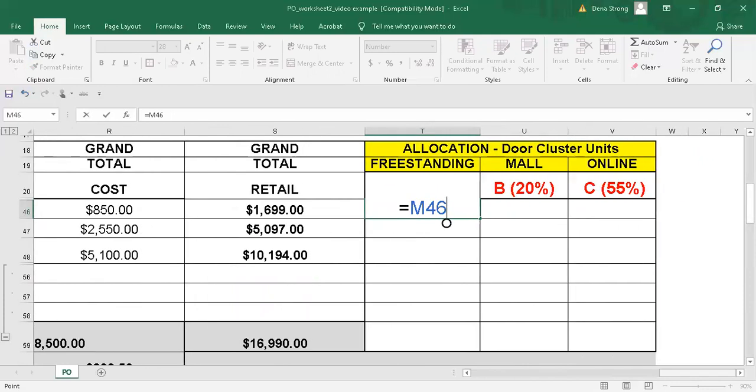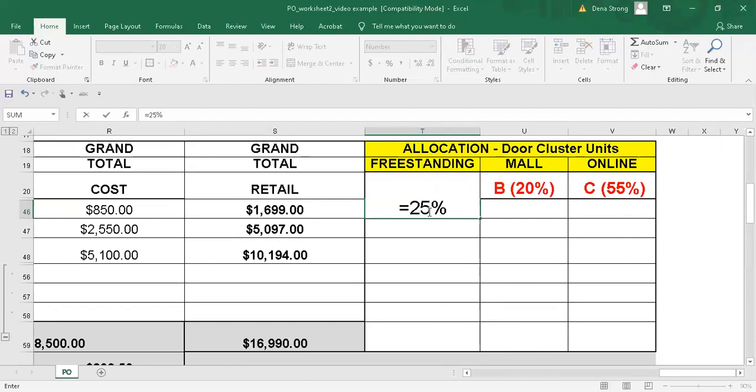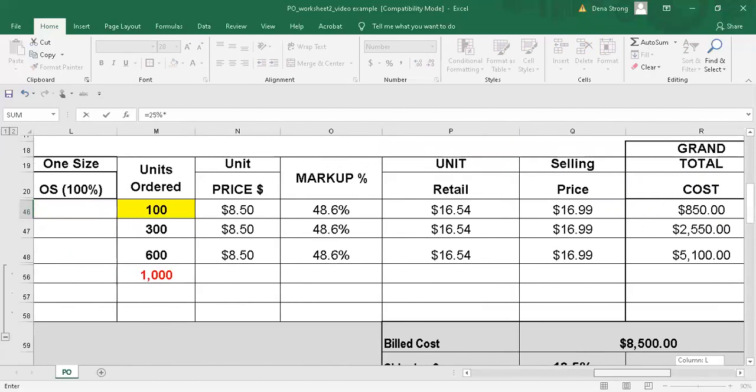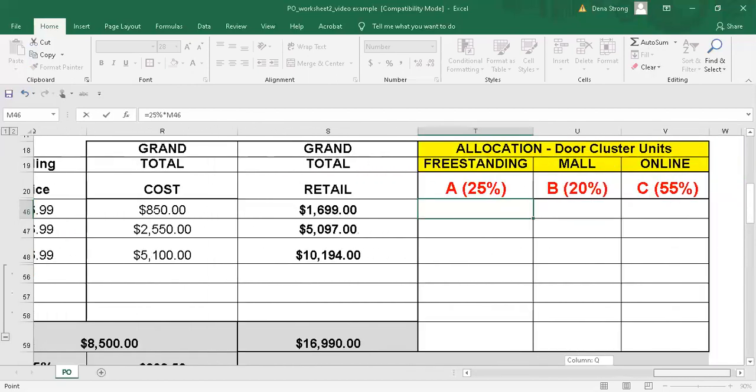Let's go back, times, sorry, 25%, sorry, it covered it. So equals 25% times, and I like to click on rather than typing in, because if you type it in, you run the risk of making an error, and you don't want your numbers to be off.